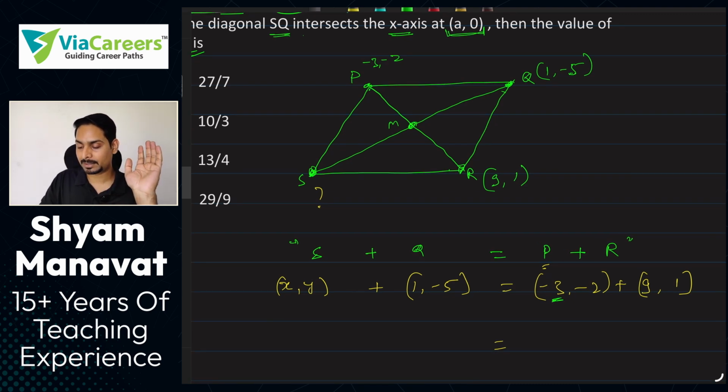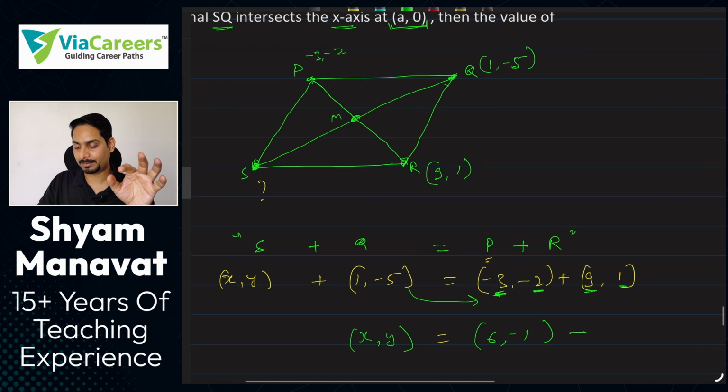So here the x coordinate can be added only with the x coordinate. Keep this in mind here. Don't just do -3, -2 equal to -5. Don't do that. Do the calculation of x coordinate with x coordinate. So -3 plus 9 is +6 and -2 plus 1 is -1. So you got another coordinate. This is not the coordinate of any point. Now to find the coordinate of S, which is x comma y, I'll take this 1, -5 to the other side and it will become minus.